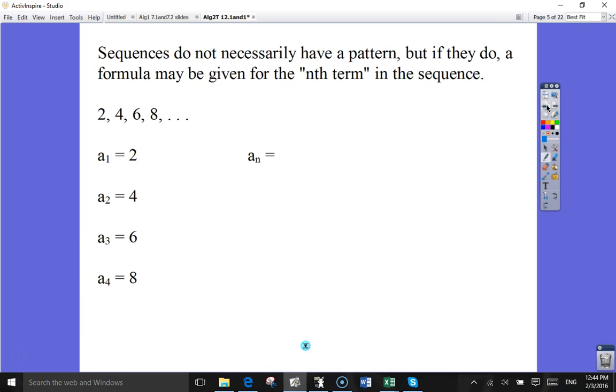What do you think our formula should be that creates that sequence? 2n. So now, if I want to know the first term, I substitute n equals 1. I get 2 times 1, which is 2. For a2, 2 times 2 is 4. So this is a general formula for one term in the sequence.